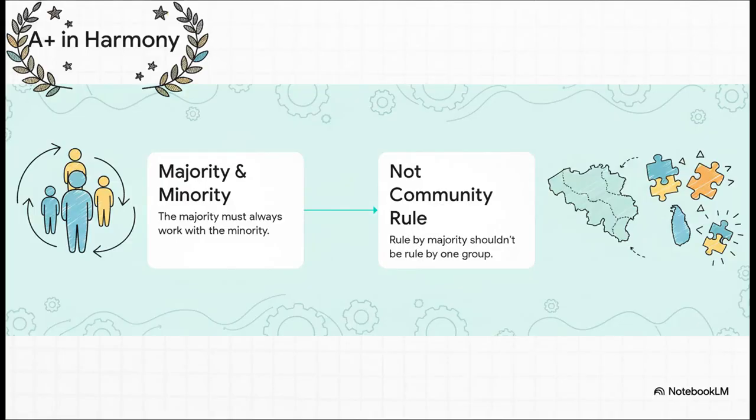But for a democracy to get an A+ in this subject, it has to follow two golden rules. Rule number 1, the majority community must always work with the minority. And rule number 2, rule by majority should never mean rule by just one religion or one language group. Remember Belgium? They followed these rules and succeeded. And Sri Lanka? They didn't, and they faced a terrible civil war.